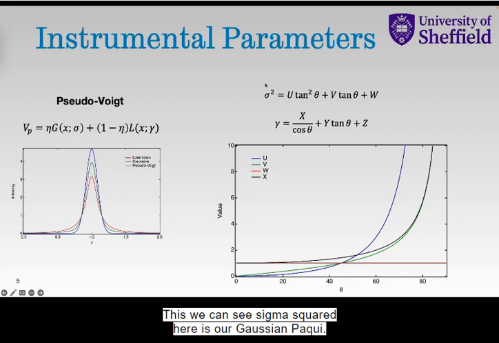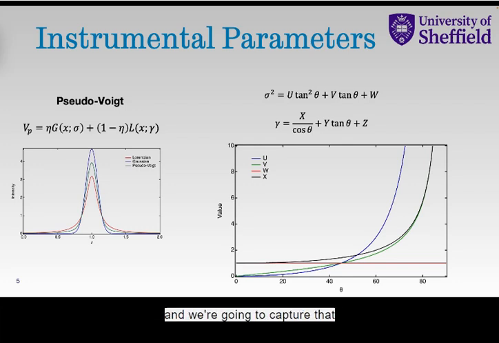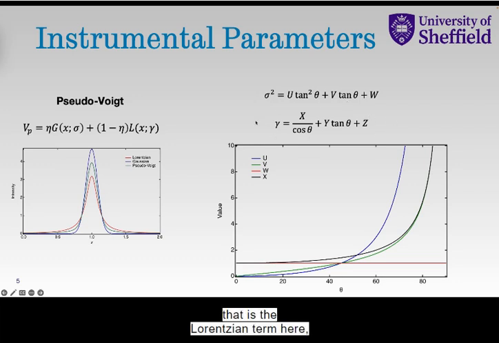So we can see sigma squared here is our Gaussian peak width. And we model this by this equation: u tan squared theta plus v tan theta plus w. So this is our Caglioti function that's controlling the peak widths as a function of theta. So based on where they appear in theta, we may have different peak broadenings caused by the instrumental function, and we're going to capture that with this Caglioti function here. And similarly, we have another term that is the Lorentzian term caused by the instrument, where we have x over cos theta plus y tan theta plus z here.